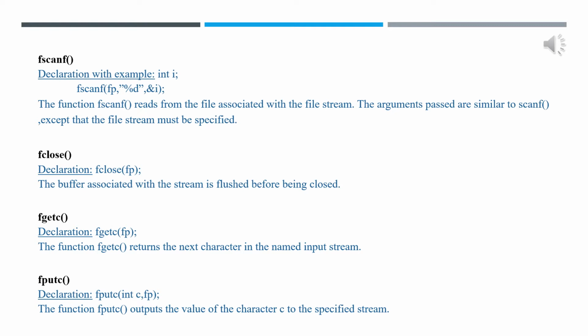Next, fclose. Declaration is simple, fclose(fp). So the buffer associated with the stream is flushed before being closed. Next, fgetc. Declaration is fgetc(fp). The function fgetc returns the next character in the input stream. Next is fputc. Declaration is fputc(int c, fp). The function fputc outputs the value of the character c to the specified stream.